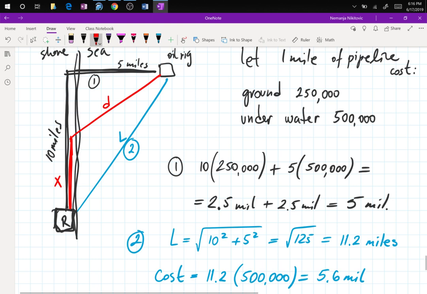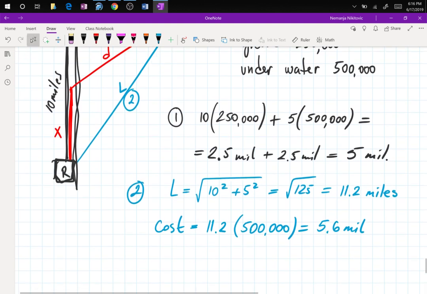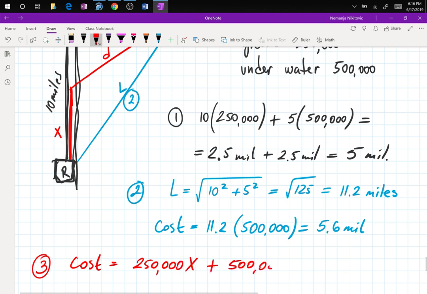Can I write either one of these? Well, actually, I can write a cost equation, what I'm talking about. I can. Number 3, cost is equal to 250,000 times x plus 500,000 times d. And I want that to be minimum. So this is my cost equation. This is what I want to achieve.